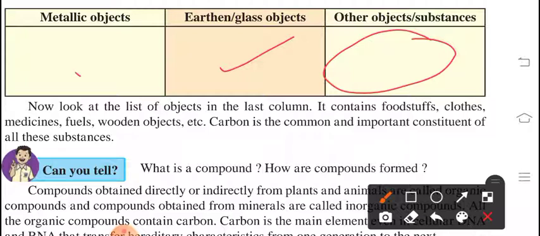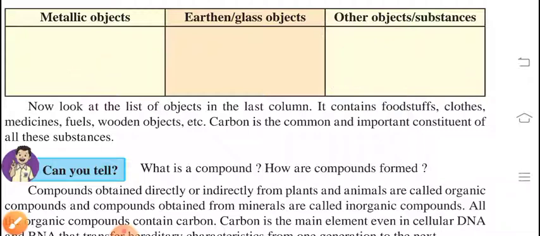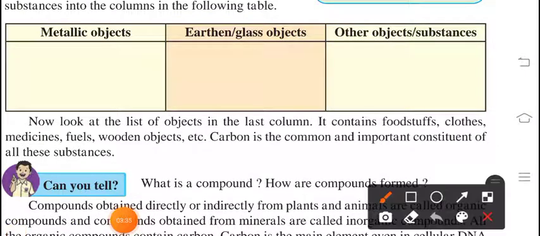If you consider metallic objects, all types of utensils come in that. Glass objects include your window, spectacles, marbles, and a lot of things which we know are made of glass. Now apart from metallic and glass objects, what are the other substances? In other substances, we can say foodstuffs, clothes, medicines, fuels, wooden objects. These are the other substances.